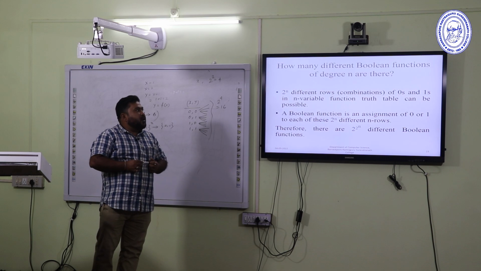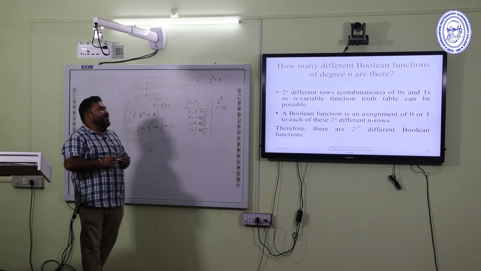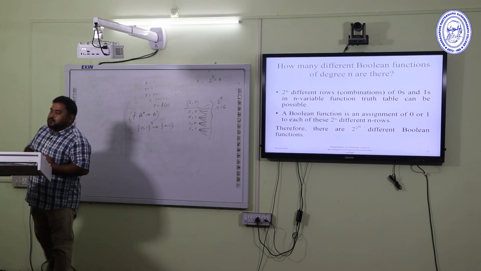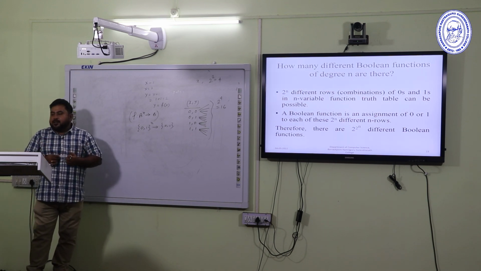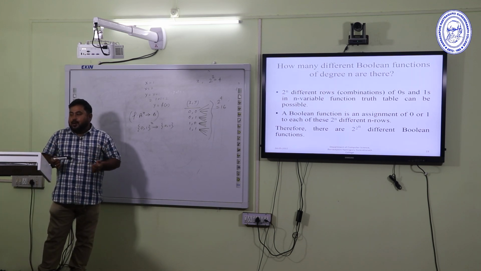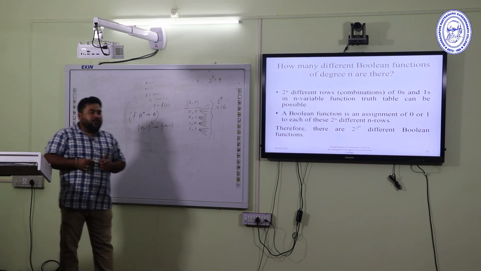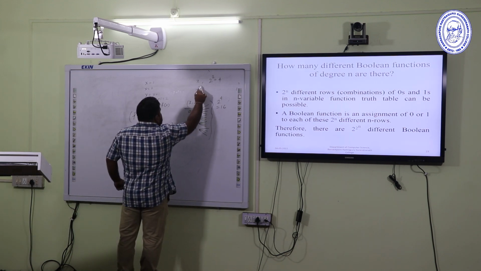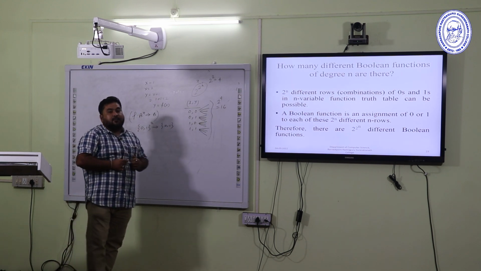So how many different Boolean functions of degree n are there? There are 2 to the power n different combinations of zeros and ones in the truth table of an n variable function. A Boolean function is nothing but an assignment of 0 and 1 to each of these 2 to the power n rows. Therefore 2 to the power n Boolean functions can be generated with n variables.